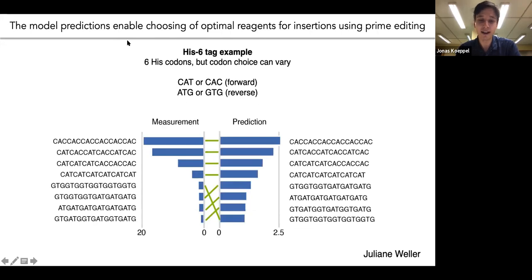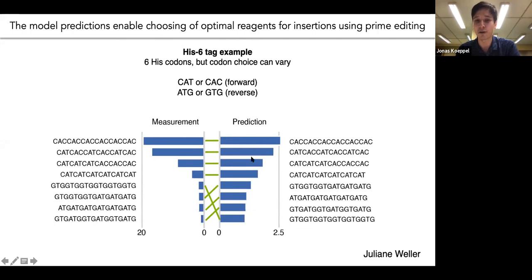And finally, returning back to our HIS6 tag that we talked about before, we saw those measurements and we can see how the predictions and the measurements line up. And you can see that while the model is quite good at predicting which sequence would work best. So this is the predicted insertion efficiency. This is the measured insertion efficiency.